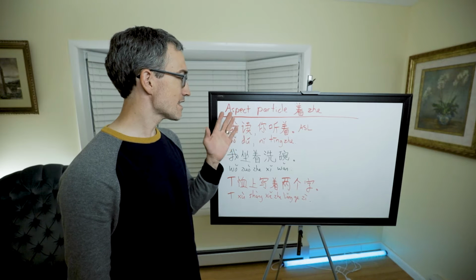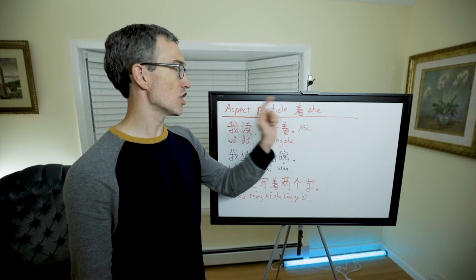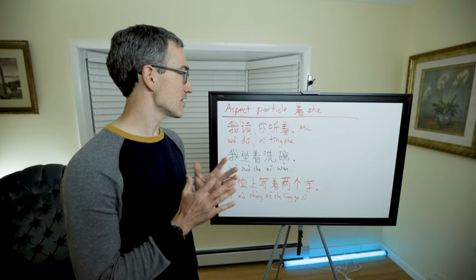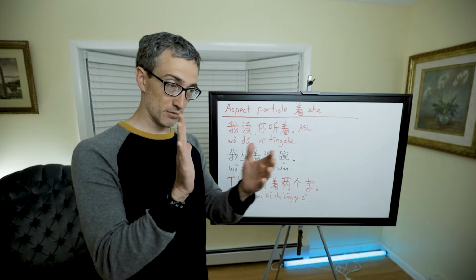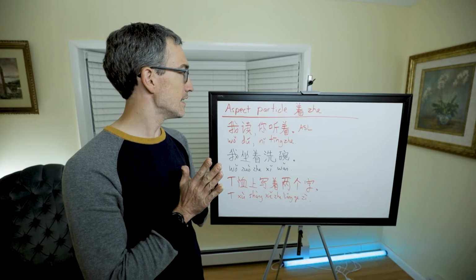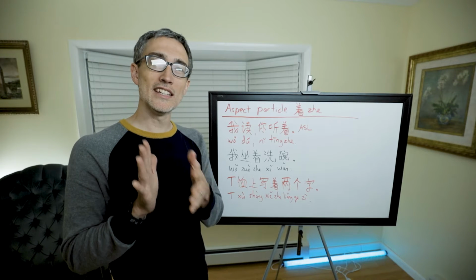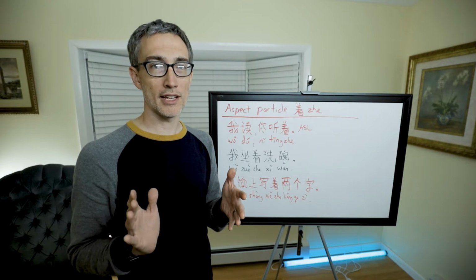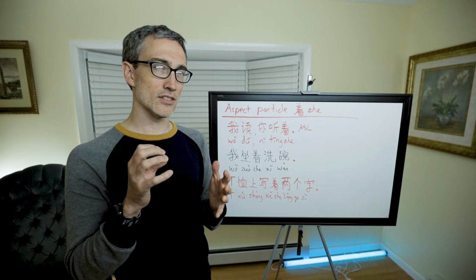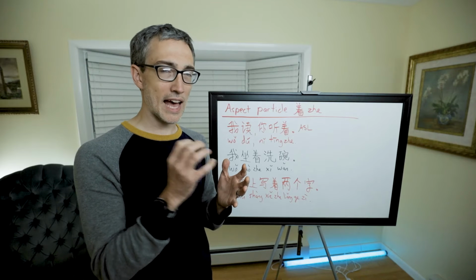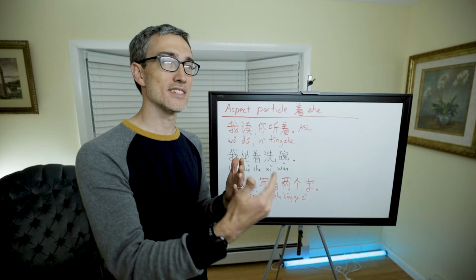In this section of the video, we're going to talk about the aspect particle 着. This is a particle that's attached directly to verbs: verb and 着. It denotes the continuous state of whatever we're talking about. It tends to be used not with big action verbs, but with verbs describing a continuous state.